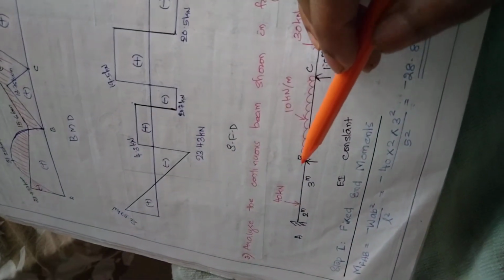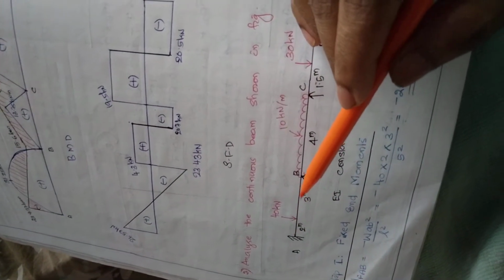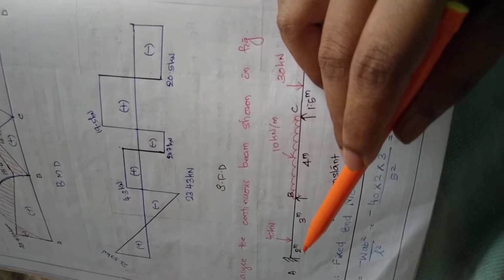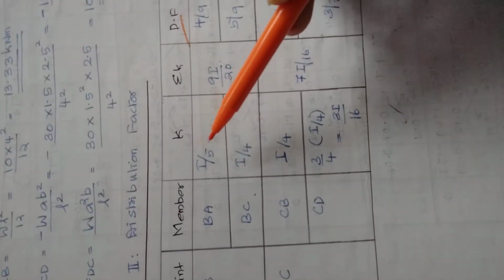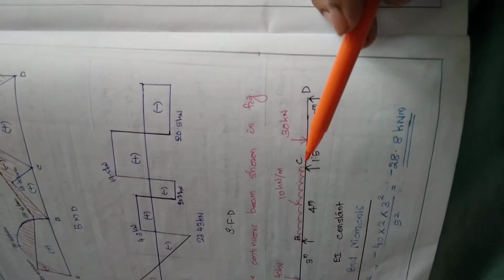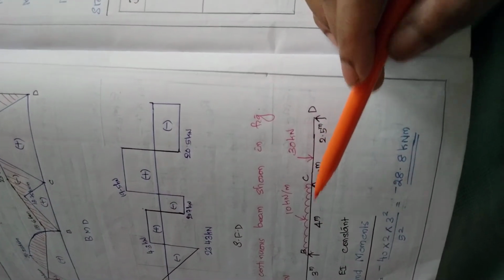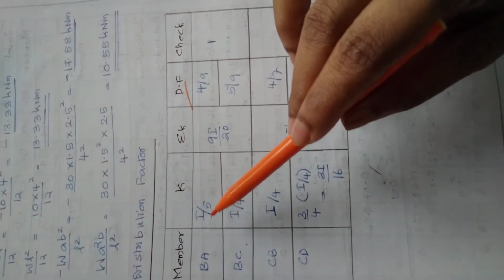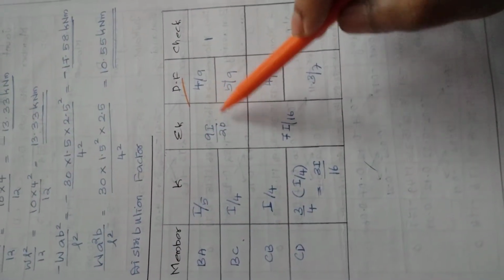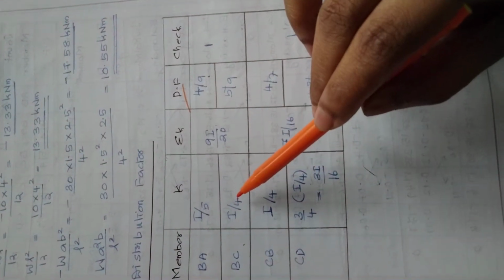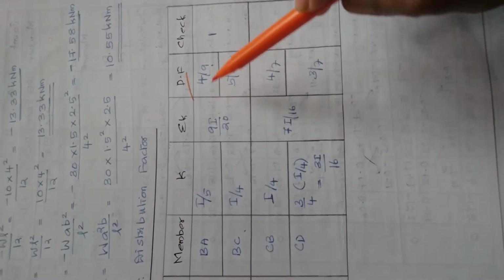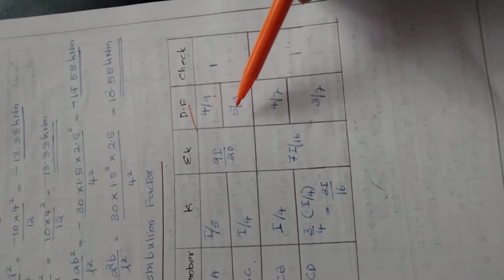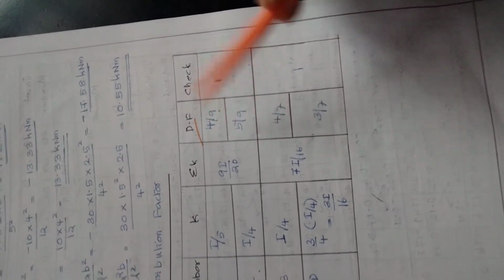BA means it is a fixed end, so the relative stiffness is I by L, that is I by 5. Similarly, BC is a continuous support, so it is again I by L, that is I by 4. So you can find out sigma k, that is 9I by 20. So distribution factor for BA will be I by 5 divided by 9I by 20, which is 4 by 9, and for BC it will be I by 4 divided by 9I by 20, which is equal to 5 by 9. 5 by 9 plus 4 by 9 is equal to 1. So these two are correct.